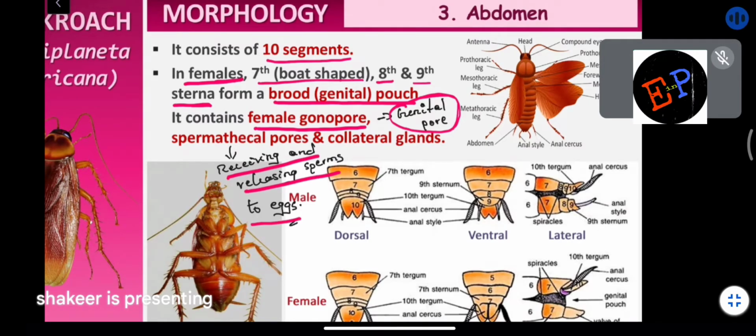So the female receives the sperms from the male cockroach. In this female cockroach, we have spermathecal pores. Clear? They are responsible for capturing the sperms and releasing the sperms to the eggs of the female cockroach for fertilization. Are you able to understand? And they have some glands also, which are called collaterial glands. Understood? So in the female, which segments have the genital pouches? The 7th, 8th, and 9th segments have the genital pouches.